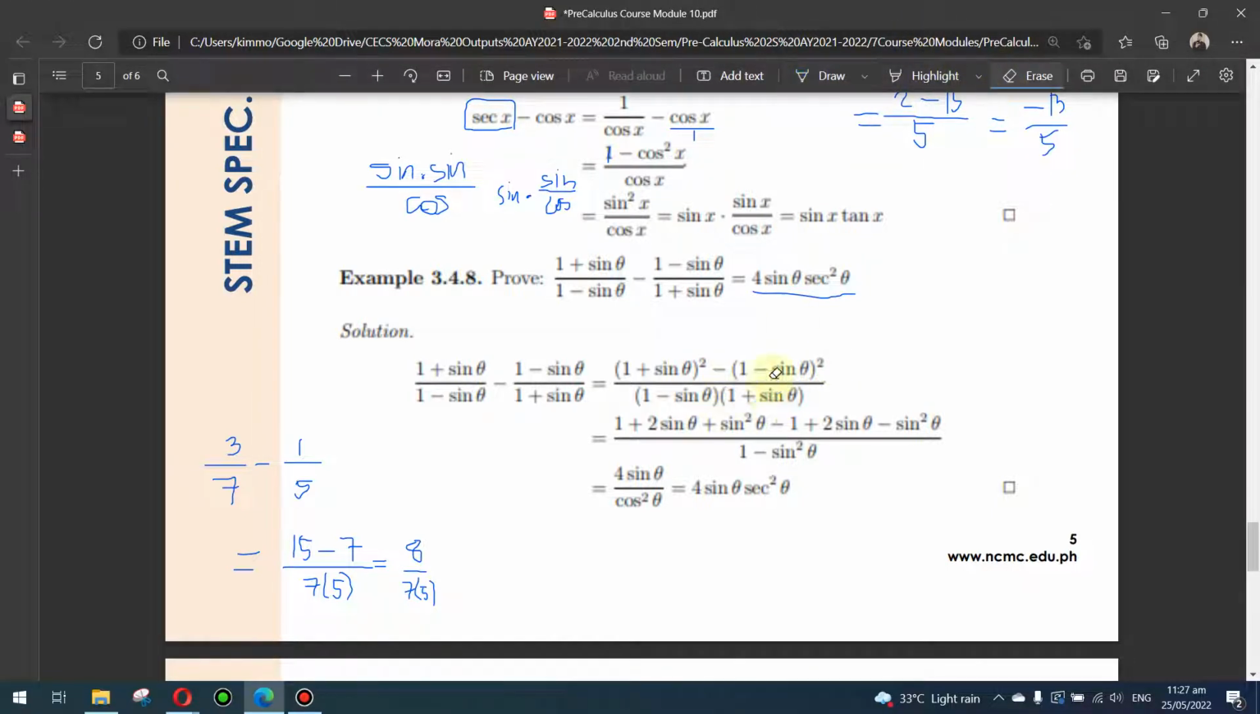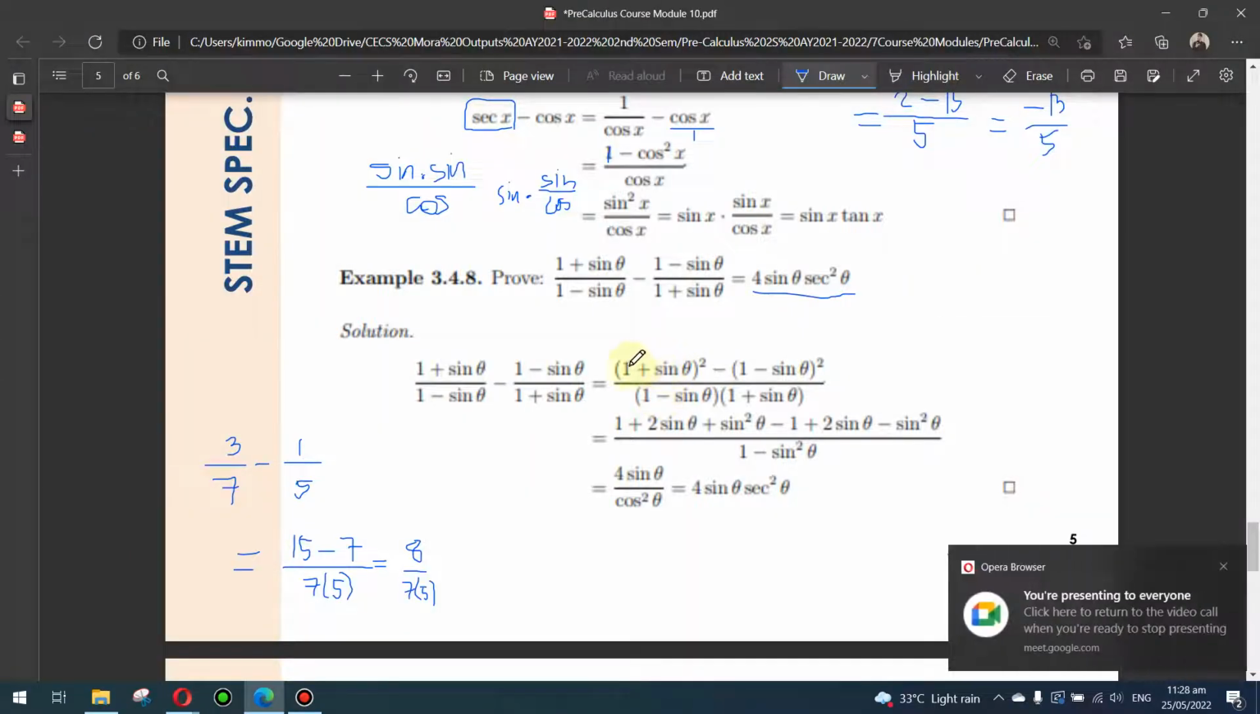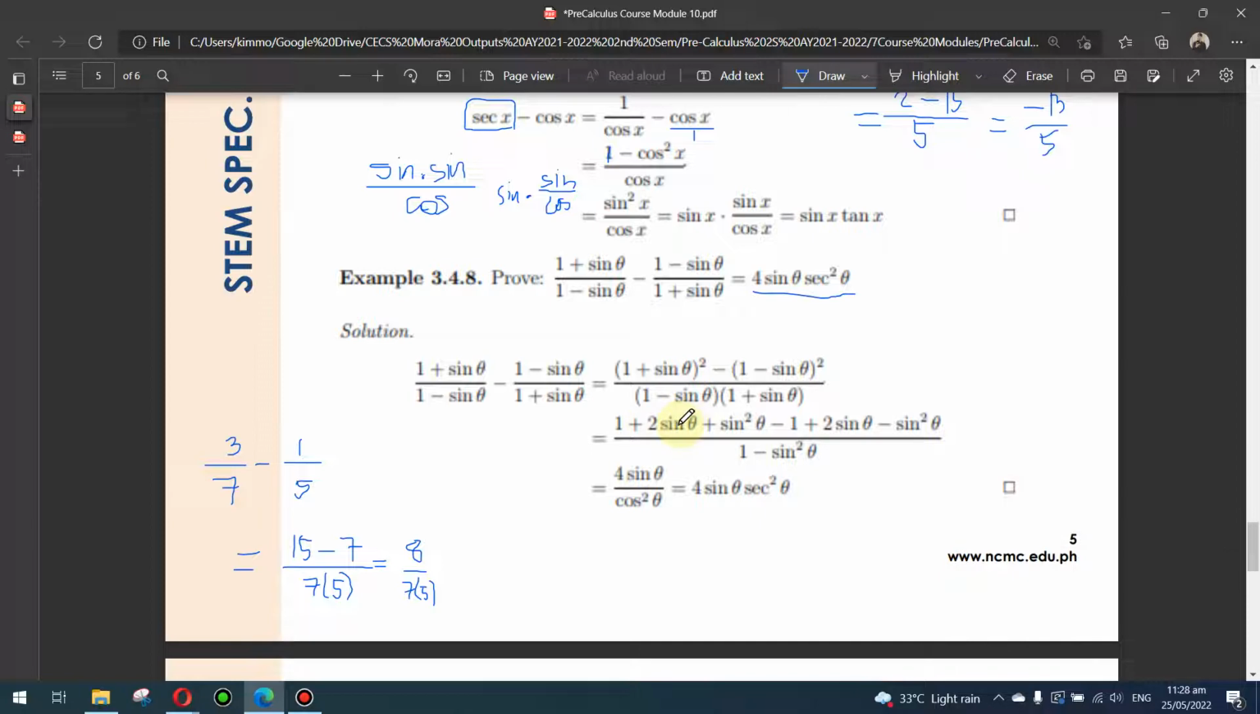After ana is atong i-expand kani. I-expand nato ni, no? 1 plus sine squared. Kung saan mo gani na pag-expand, square the first term plus multiplication sa duha ka term times 2 plus square the last term. Square ni first term, 1 squared is equal to 1 plus 1 times sine theta times 2. So that is 2 sine theta plus square the last term, no? Last term is sine squared, no?